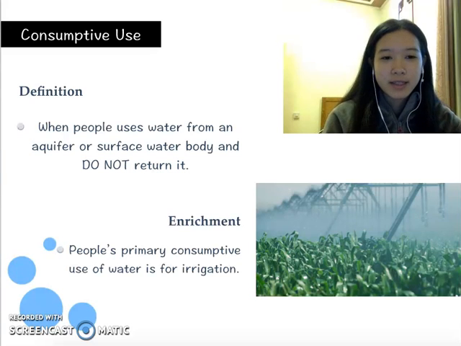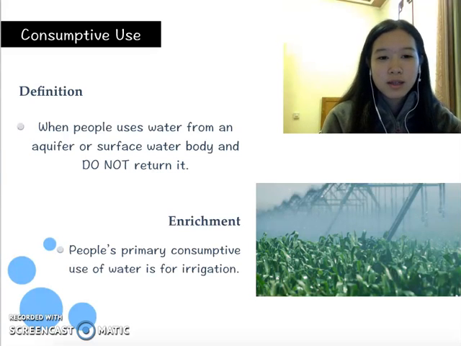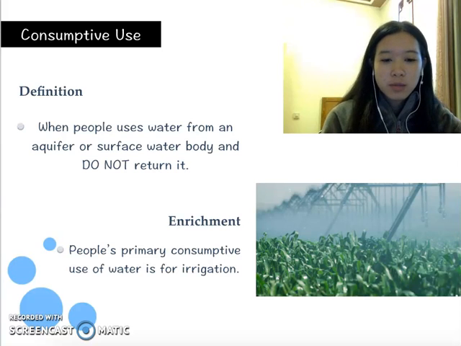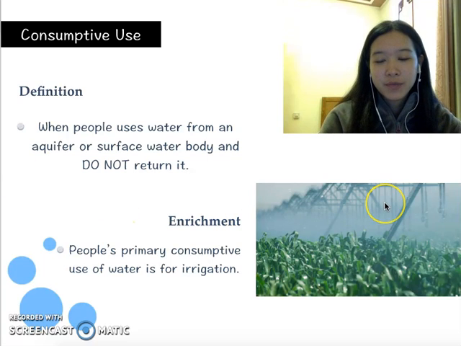Now let's look at consumptive use. Consumptive use is when people use water from an aquifer or surface water body and do not return it. People's primary consumptive use of water is for irrigation. So this picture here shows irrigation. It is one of the examples of consumptive use.